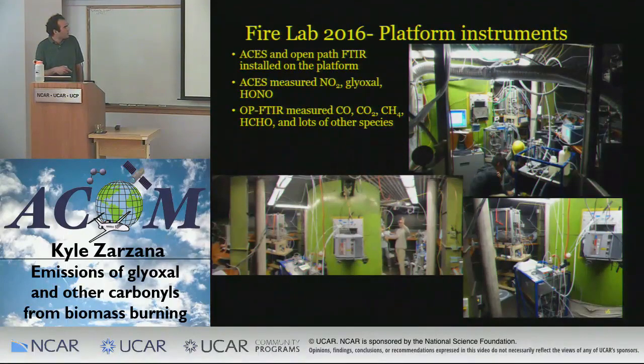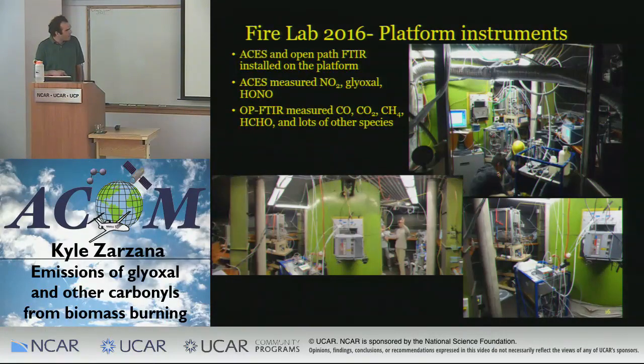There's a bunch of SIMs. There was Bob Yokelson's open path FTIR right here, and then ACES was mounted right by the FTIR, sampling right off there. ACES was measuring NO2, Glyoxal, Methylglyoxal, and HONO. The open path FTIR was measuring CO, CO2, methane, formaldehyde, and a variety of other species.